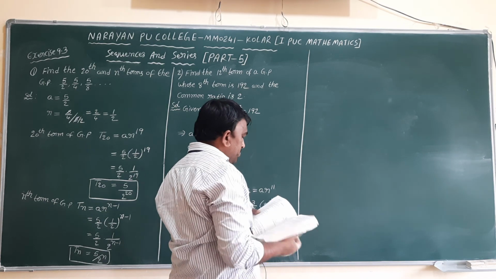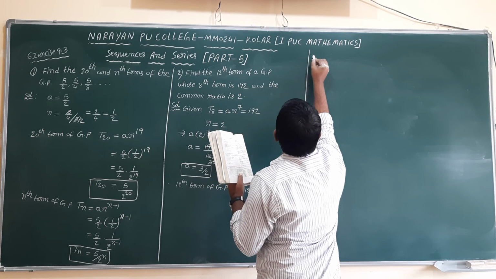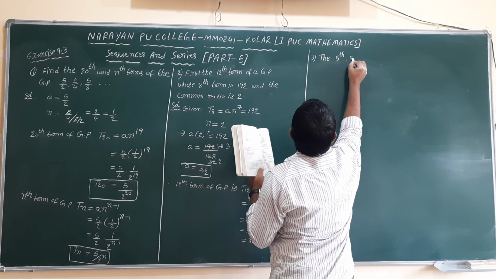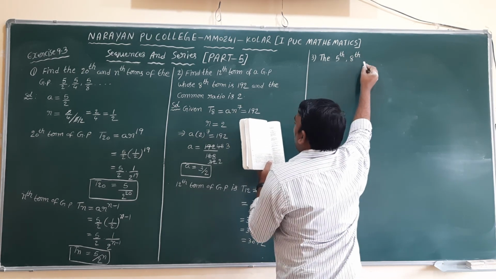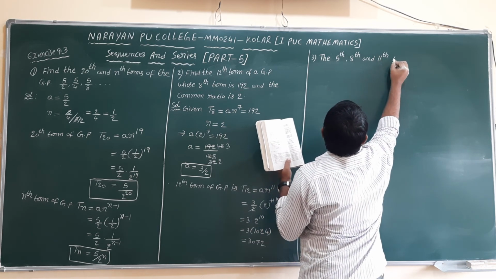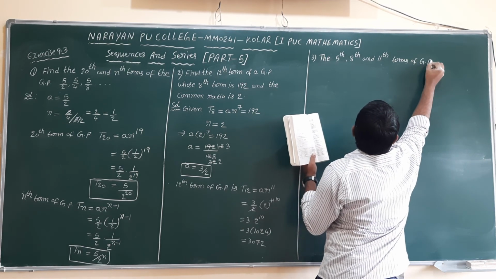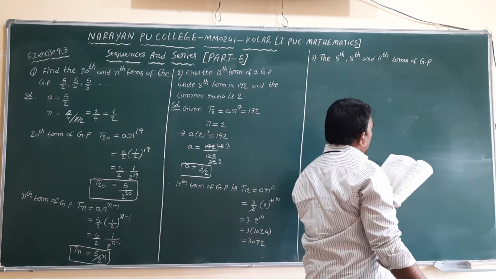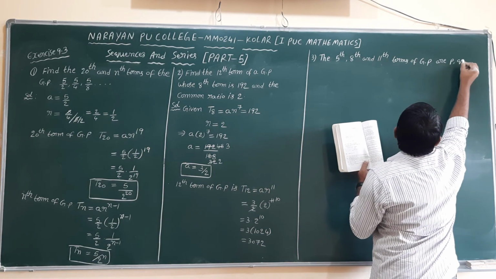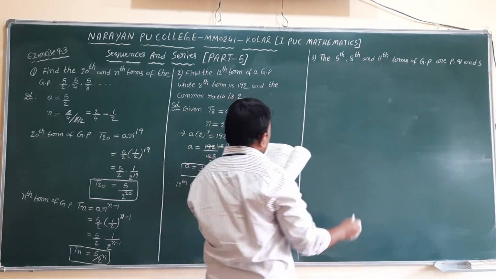And the next problem: the 5th, 8th and 11th terms of a GP are p, q and s, small letters p, q and s respectively.